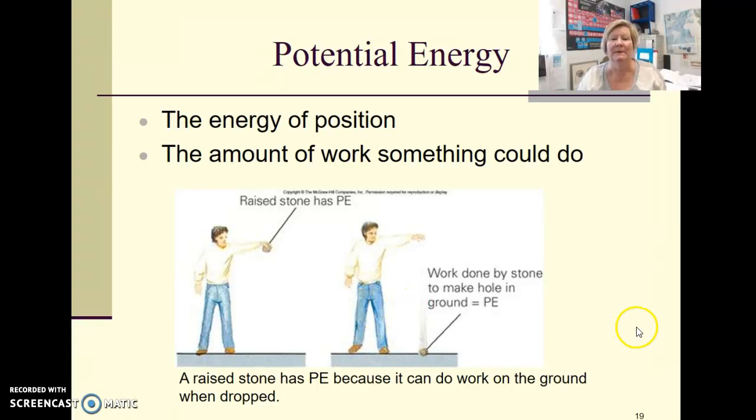Potential energy, the energy of position. It is the idea of how much work something could do. In this example here, this person has raised a stone. It has potential to do work on the earth when dropped. So it has high potential energy here. Once that object is dropped and hits the ground, it has no more potential.